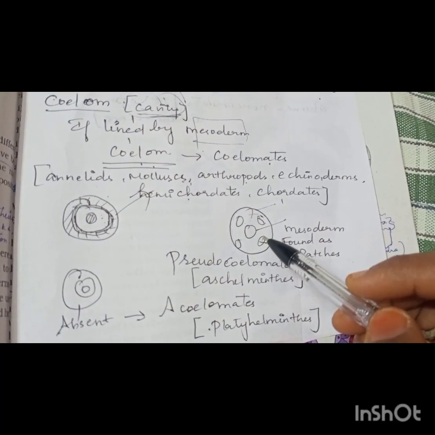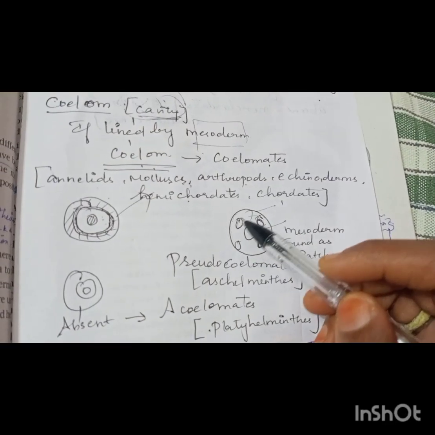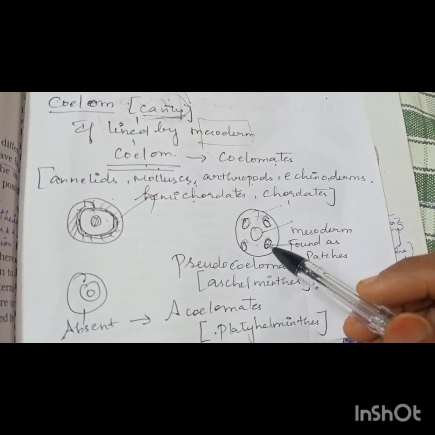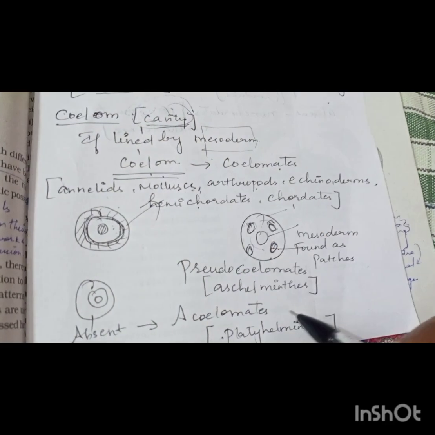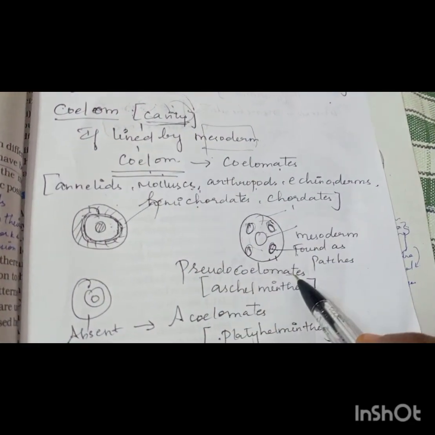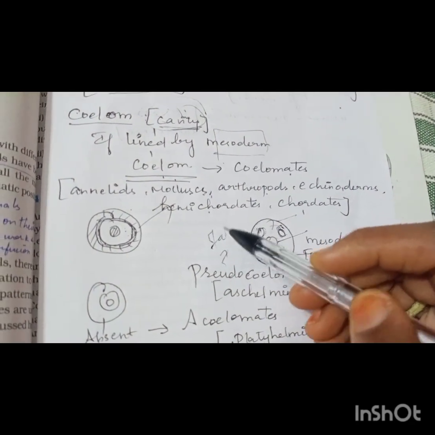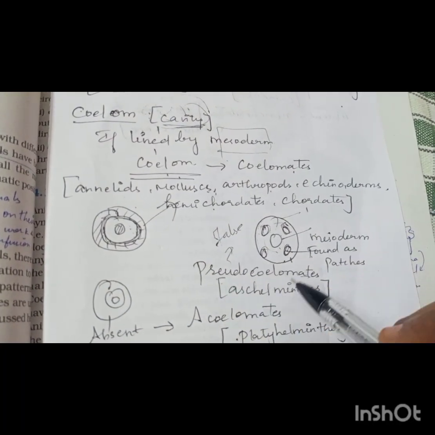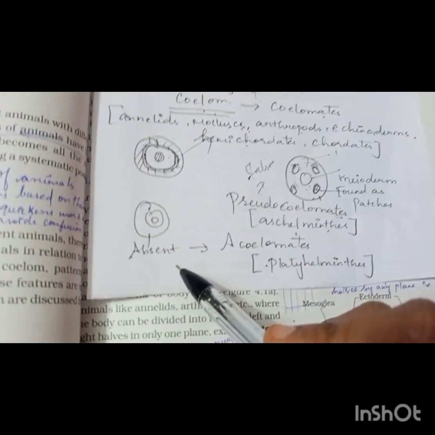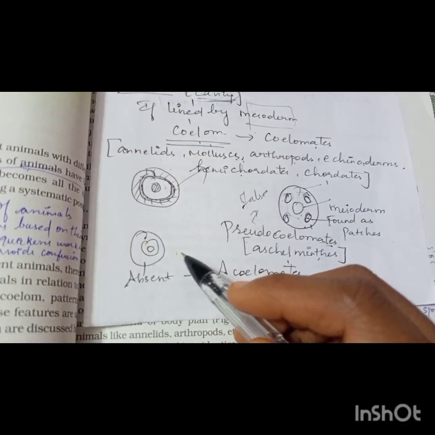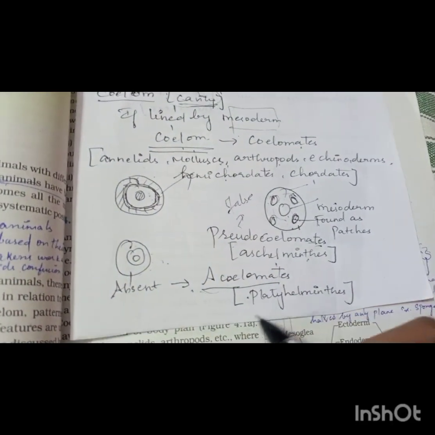And in this case, ectoderm is there, endoderm is there. Here the mesoderm is present as patches. It is found as patches here and there in the cavity. Organism possessing this kind of coelom is known as pseudocoelomates. Actually, pseudo means false. So if the mesoderm is found as patches in the coelom, it is known as pseudocoelomates. Example, aschelminthes. If the coelom is completely absent, ectoderm, mesoderm, endoderm is there, but the coelom is absent, this kind is called acoelomates. Example, platyhelminths.